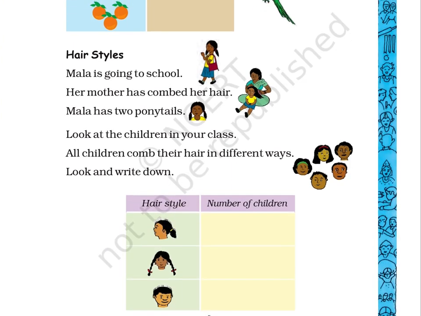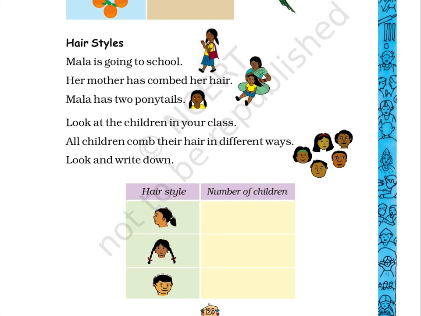Part 2. Hairstyles. In this part, the text is on the left side and picture is on the right side. Mala is going to school. Picture shows a girl carrying school bag going to school. Her mother has combed her hair. The picture on the right side shows Mala sitting in front of her mother who is combing her hair. Mala has 2 ponytails. The picture shows face of Mala with 2 ponytails.